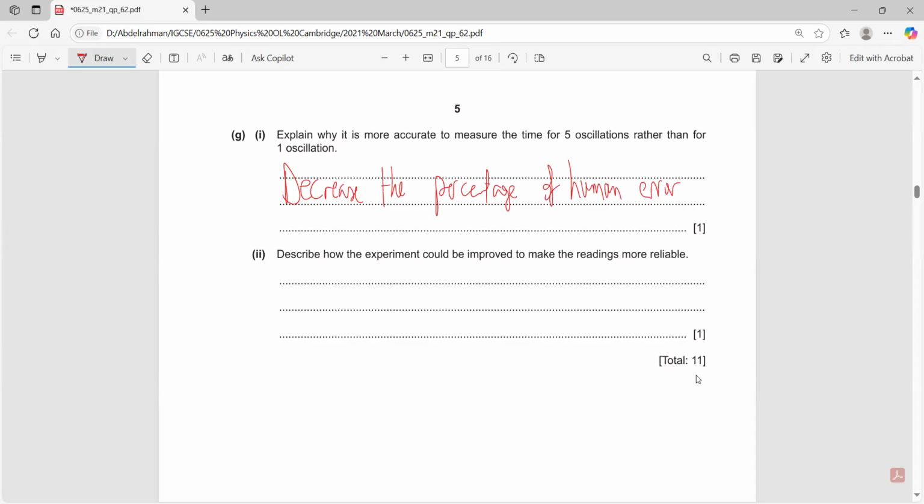Describe how this experiment could be improved. How can you improve any experiment? By taking more readings, right? And then repeating and taking the average. Okay, so you take more readings, repeat, and take the average.